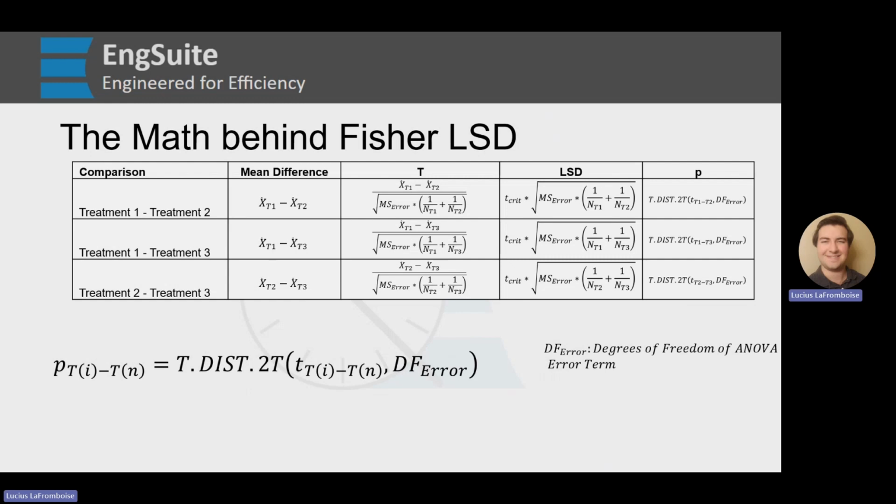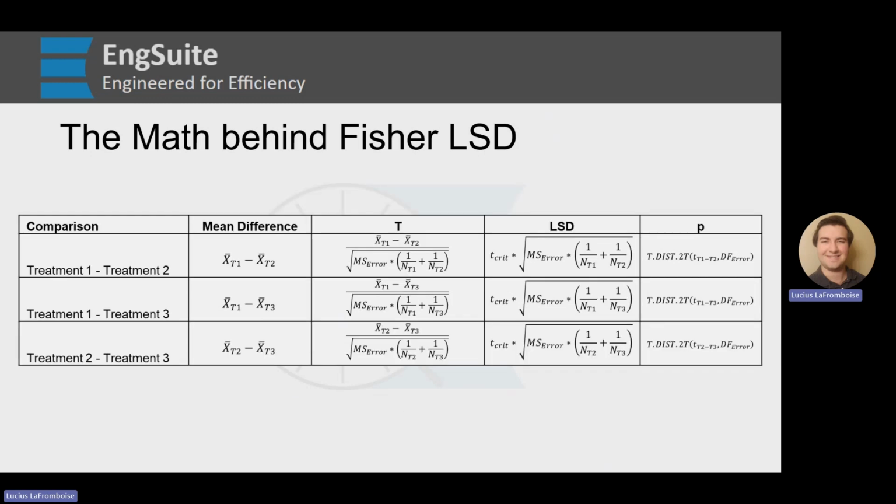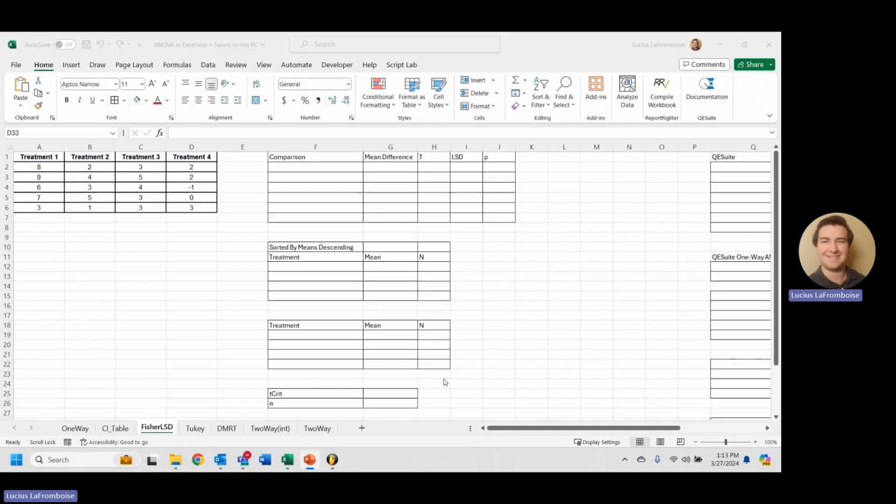P-value is super easy. For each of these comparisons, we just take T.DIST.2T, so the two-tailed probability from the t-distribution of that t-value here for the treatment comparison with our degrees of freedom from our error. So honestly, it's really not that bad of math. Let's get into it in Excel.